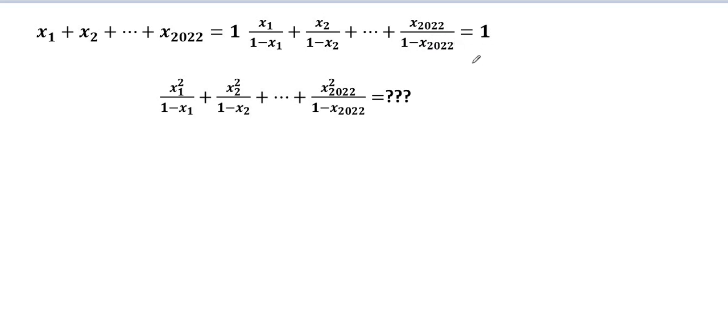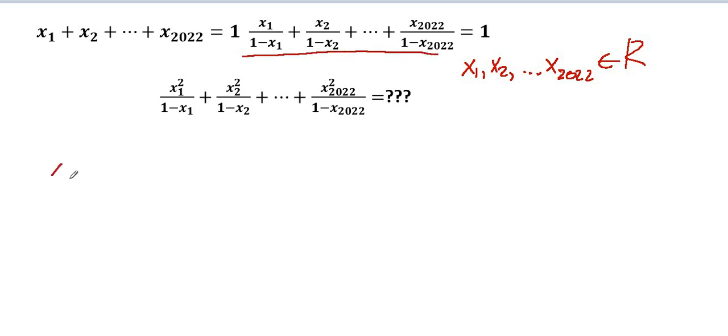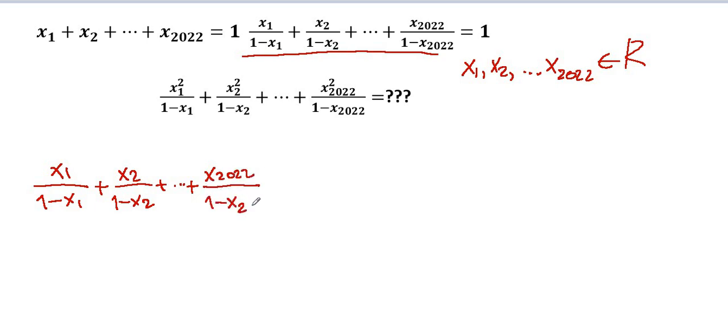So here we have to notice that x1, x2, up to x2022 are real numbers. So now let's start. Let me rewrite this expression here: x1 divided by 1 minus x1 plus x2 divided by 1 minus x2 plus and so on plus x2022 divided by 1 minus x2022.